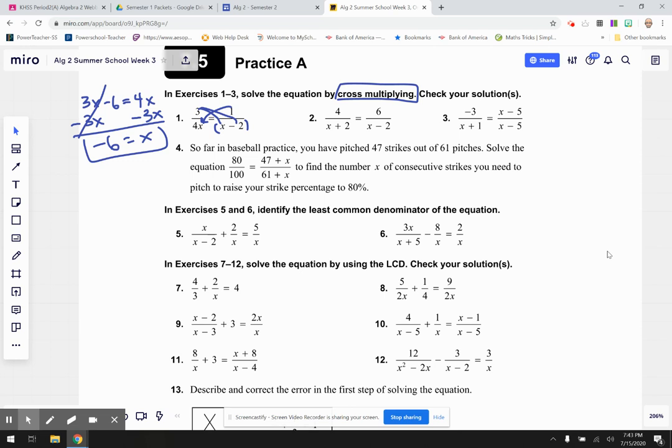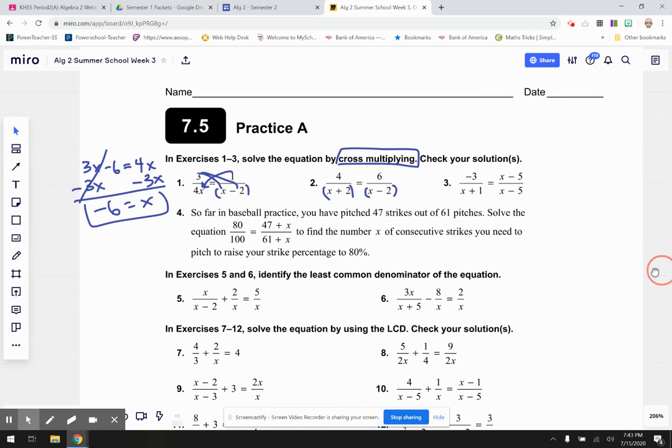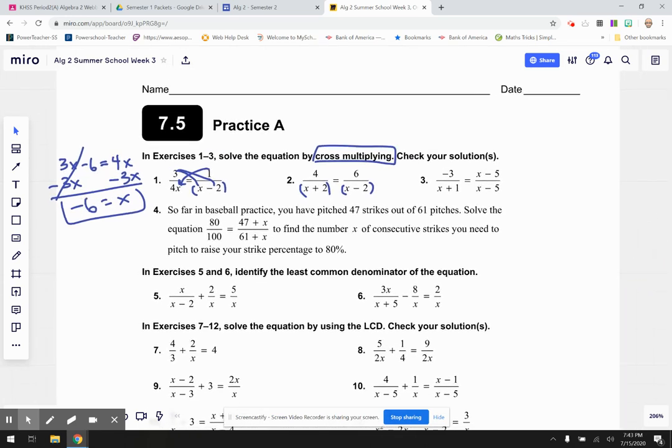Number 2, it's going to take us distributing twice. So this is like a parentheses. This is like a parentheses. So I am going to do number 2 up here so you can see it. I'm going to do 6 times x and 6 times 2. So I'm going to get 6x plus 12. And then I'm going to do 4 times x and 4 times negative 2. So I'm going to get 4x minus 8.